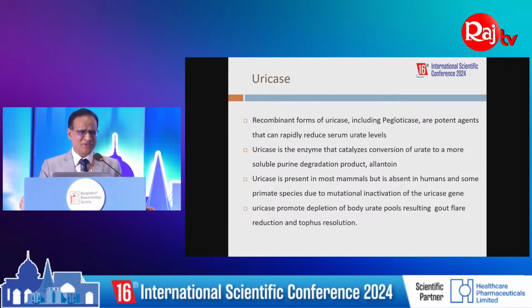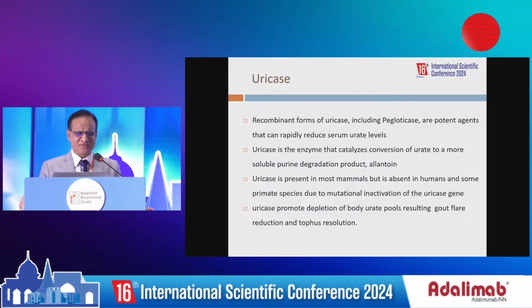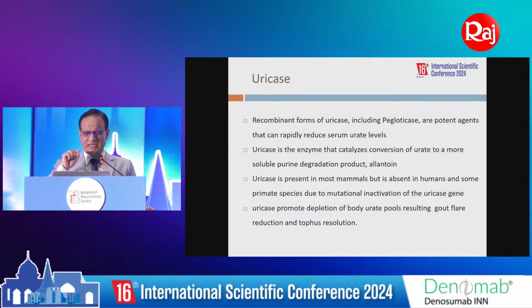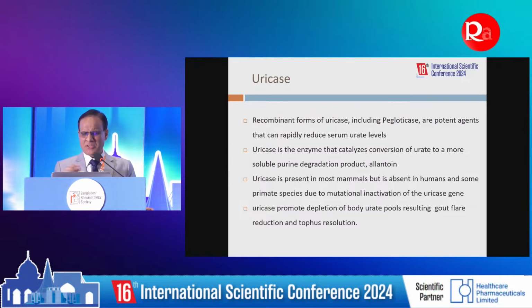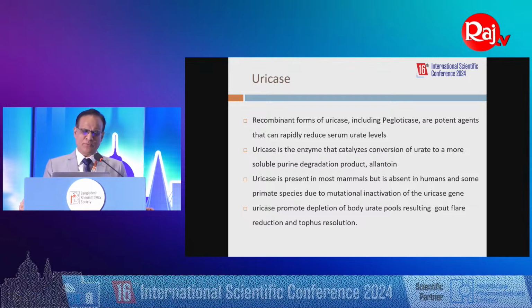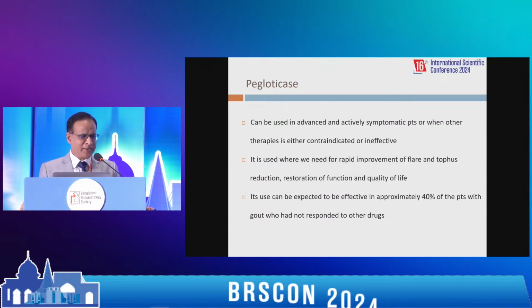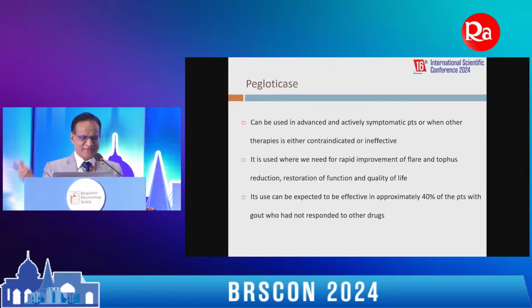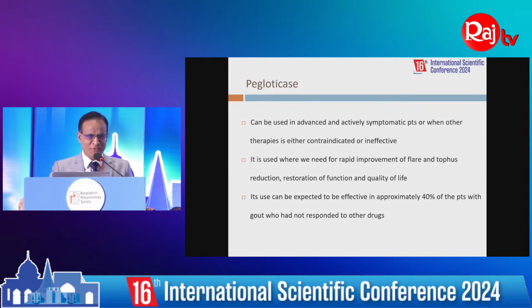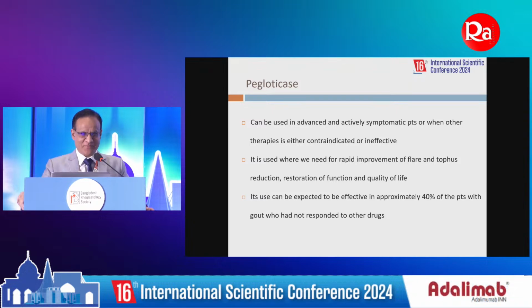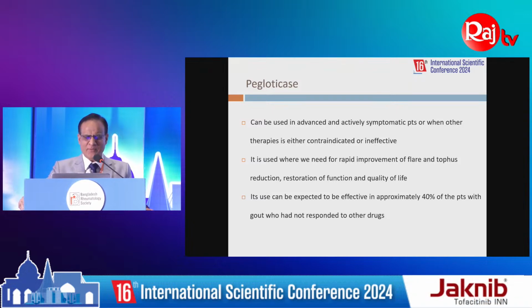Uricase, just to know, for our curiosity, is another important drug. It can rapidly reduce serum urate level because it can destroy or convert urate to the more soluble purine degradation product allantoin. So we can think about this. Pegloticase: this enzyme is not available in the human body, but it is available in birds. Birds can never suffer gout.